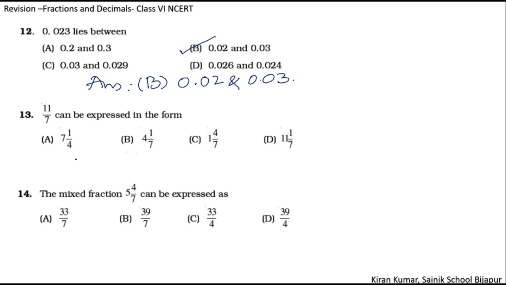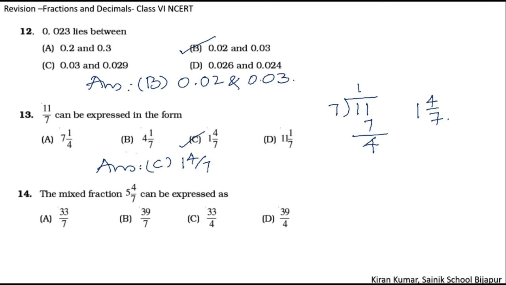11 by 7 can be expressed in the form. Here, if you divide 11 by 7, 7 goes one time, the remainder becomes 4. It can be written as 1 4 by 7, and this is present in option C. So the right answer for the question is option C, 1 4 by 7.